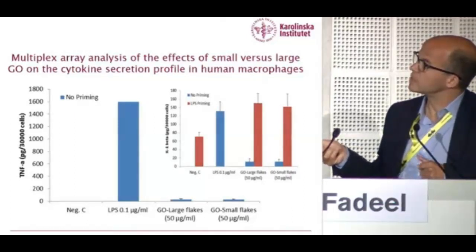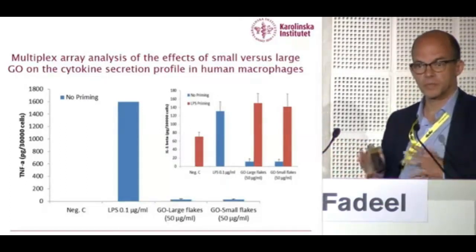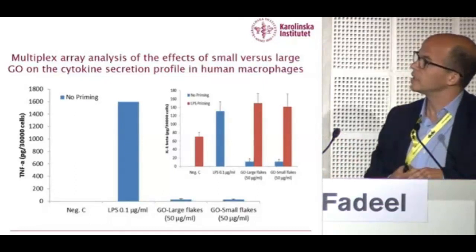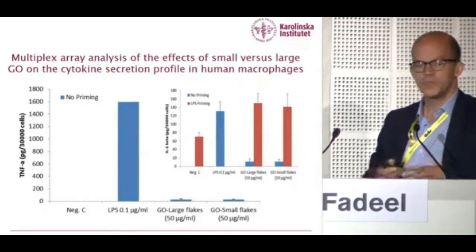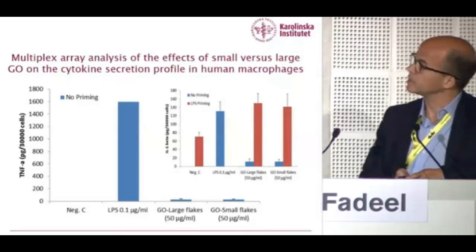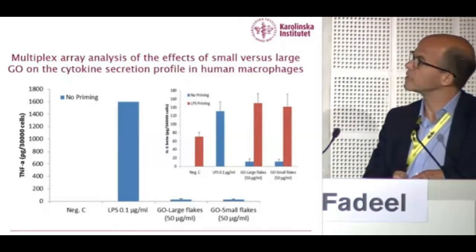What we now see is that in the presence of LPS priming, we see quite a pronounced IL-1 beta secretion, both for the large flakes and the small flakes. But note that there is no size difference. Both large and small flakes trigger IL-1 beta to a comparable degree. IL-1 beta secretion is normally a result of inflammasome activation.